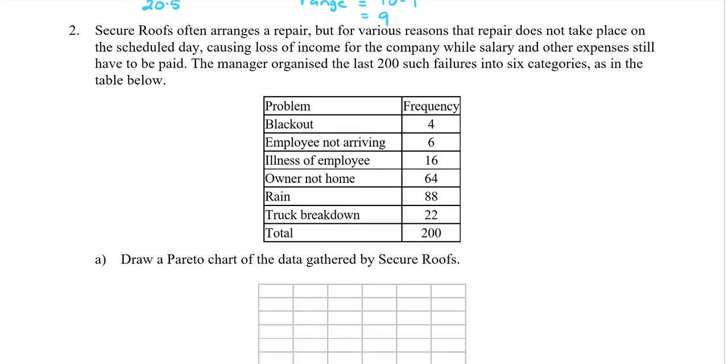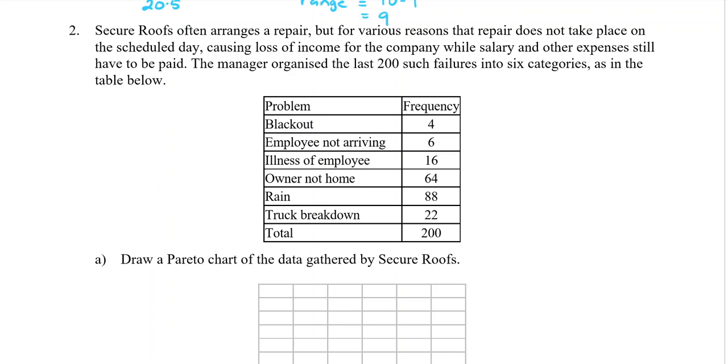Secure roofs often arrange a repair, but for various reasons that repair does not take place on the scheduled day, causing loss of income for the company, while salary and other expenses still have to be paid. The manager organised the last 200 such failures into 6 categories, as in the table below.